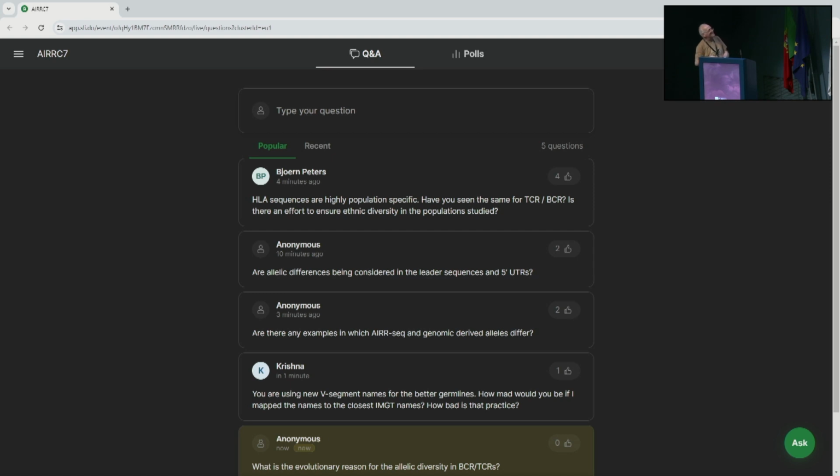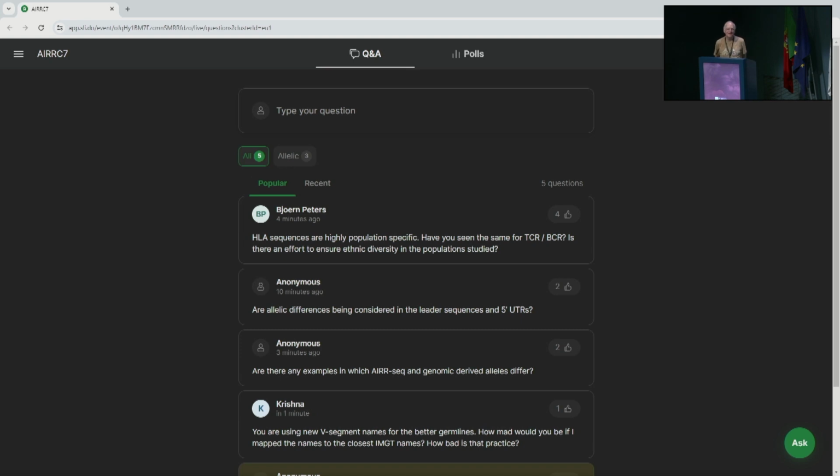Are allelic differences being considered in the leader sequences and 5' UTRs? So the leader sequences are annotated on VDJ base, and it's an automatic annotation, but I think it's pretty good. It is automatic, though, so it's not always going to be perfect. There's a lot of data there. I would love somebody to pick it up and work very actively in this field.